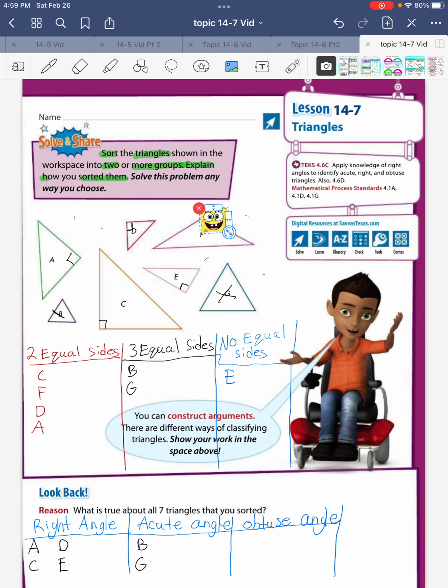So F, I have an angle on top of here. This would be an obtuse angle because SpongeBob can fit here and then he can dance on the other side. So he can dance on the other side. So F is an obtuse angle. My obtuse angle is right here.